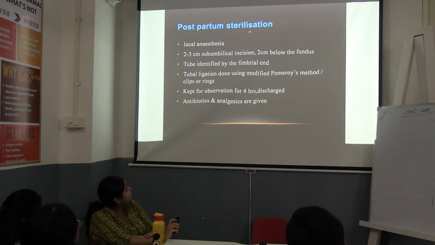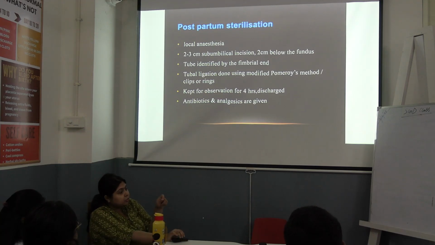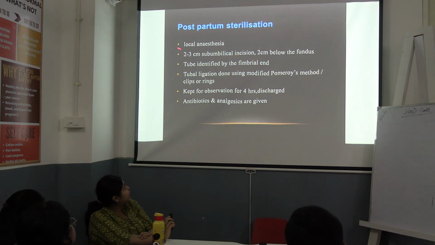In the postpartum sterilization, what is the difference? Because in the immediate postpartum period, what happens is the uterus has still not involuted, the uterus is still not a pelvic organ. Now you can palpate the uterus just below the umbilicus. So will you give the incision 2 to 3 centimeter above the symphysis pubis? No. What will you do? You will give a 2 to 3 centimeter subumbilical incision and 2 centimeter below the fundus, so that the tube can be identified. And how will you identify the tube?